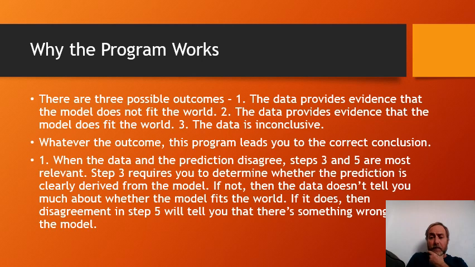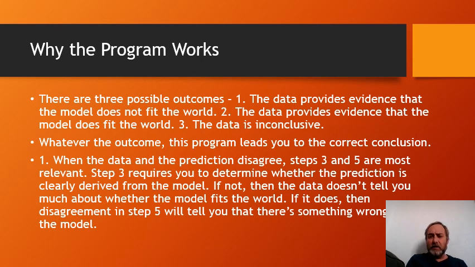Okay, so when you've done this correctly, there are three possible outcomes. You might conclude that the data provides evidence that the model does not fit the world, and you stop at step 5 in that case. If you've moved on to step 6, there are two possibilities. You might find that the data provides evidence that the model does fit the world, if that's the only plausible model. Or you might conclude that the data is inconclusive if there's more than one plausible model. So whatever the outcome of these three possibilities, the program is going to guide you to the correct conclusion, and then you can go about living your life, knowing that you've understood what you should conclude from this report and what effects it has on you.